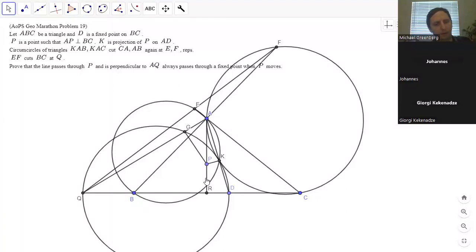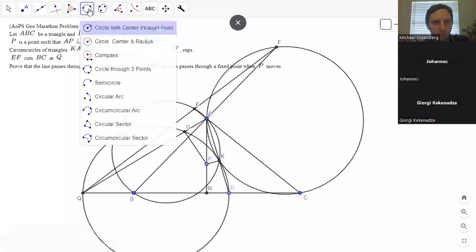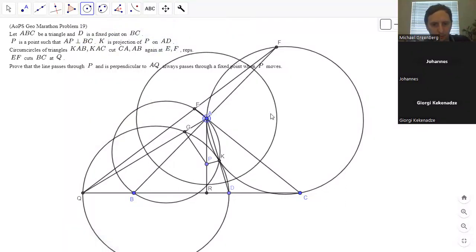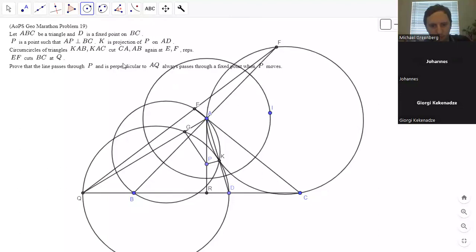Yeah, like you said, you don't really want to invert about something that depends on P. So do a fixed, let's see. We could just pick some fixed radius and invert everything about that. I'm not sure how much that would help though. Let's see.